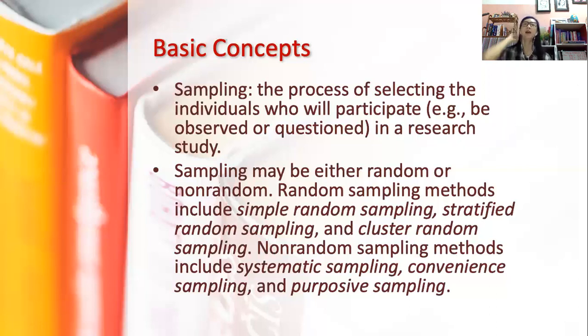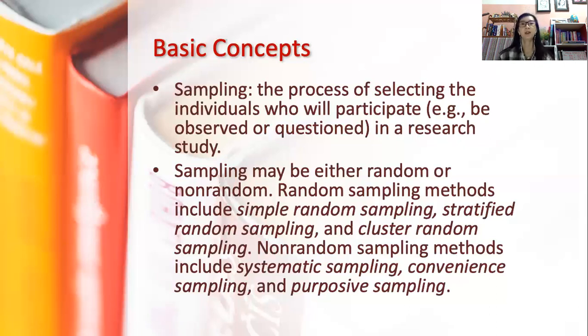Random sampling ini terbagi lagi menjadi 3, yaitu simple random sampling, stratified random sampling, dan cluster random sampling. Ada di bukunya, silahkan dibaca satu-satu, apa saja yang dimaksud dengan simple random sampling, seperti apa caranya, stratified random sampling, seperti apa caranya, dan cluster random sampling, seperti apa caranya.